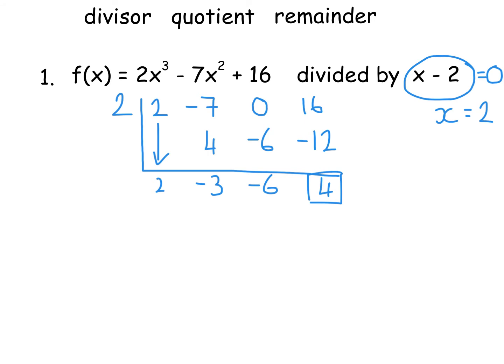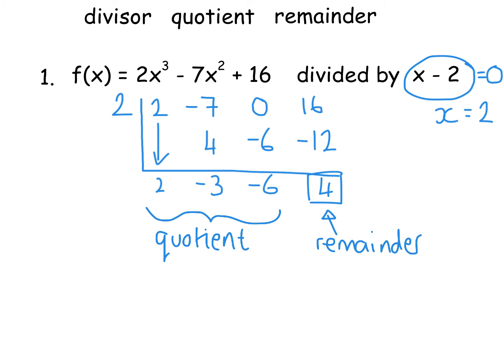So what we have here is, this bit here is our quotient. And this bit here that I always put a box around is our remainder. Okay, so to finish this question off nicely, we have f of x equals, and we put down first of all what we divided by. So our divisor or our factor was x minus 2. We then put in our quotient. Now your quotient is this bit here.